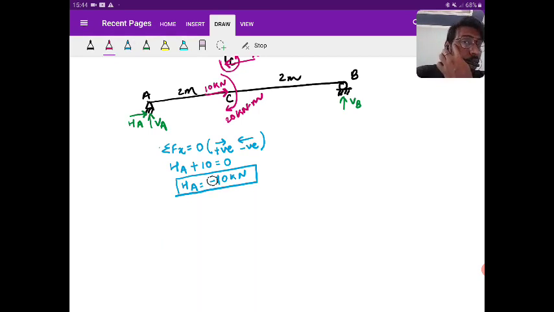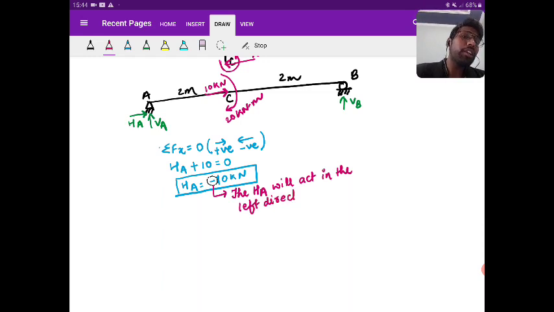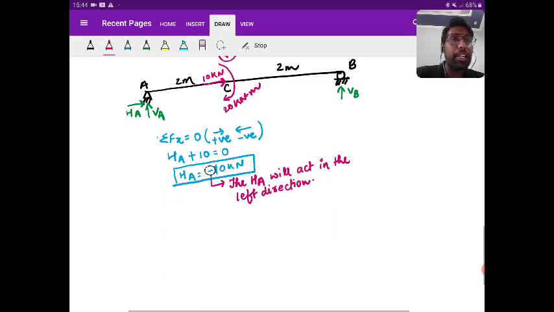See, you assumed the load acting horizontally to the right, but the minus is indicating that the horizontal reaction HA will act in the left direction. Is it clear? Yes. Okay. Moving to the next, that is summation Fy is equal to 0.